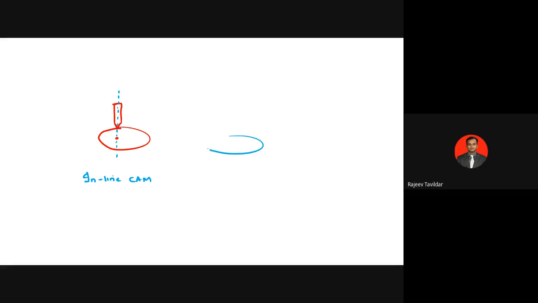The same thing, we can also mount the follower over here. Now you can see the axis of the cam is here and the axis of the follower is over here. So there is some distance gap between both of these axes. Such an arrangement we call offset, or in some textbooks it is also called an eccentric cam system.